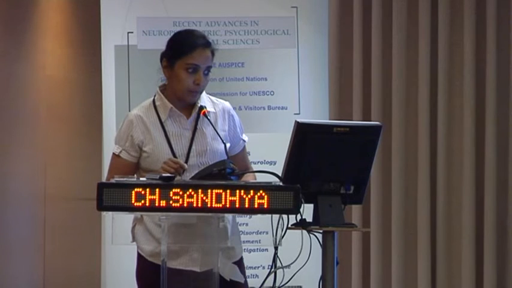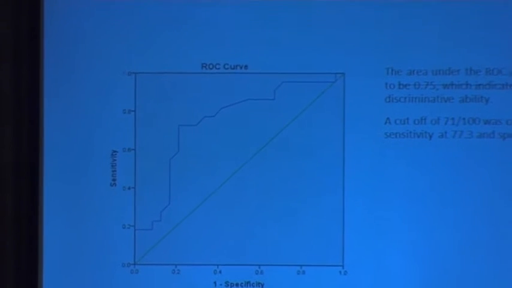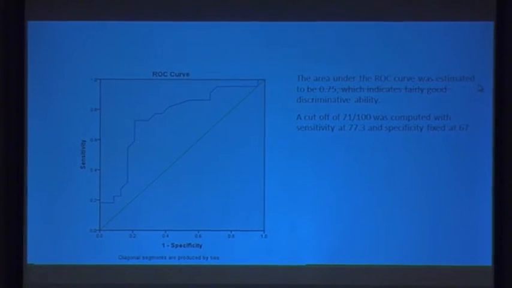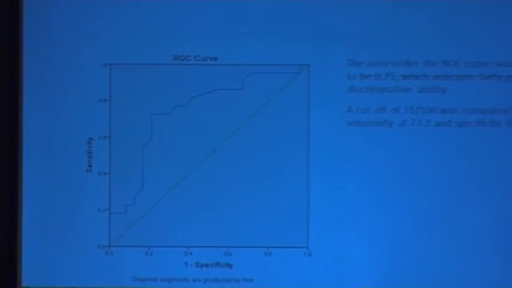where the estimation of 0.75 area indicates fairly good discriminative ability, so that ACE can discriminate between different cognitive domains. And a cutoff of 71 out of 100 was computed with sensitivity at 77.3 and specificity at 67, which statistically indicate that it is high.